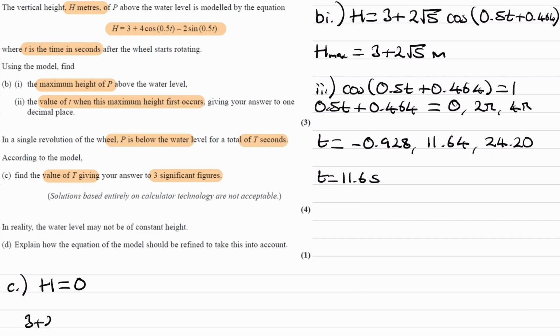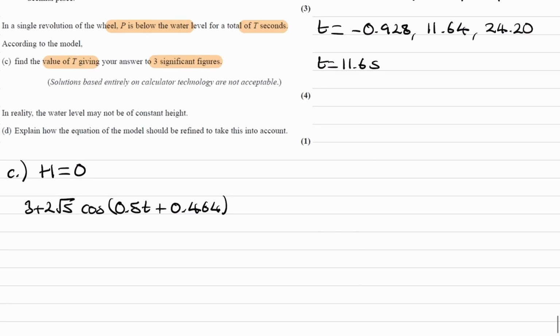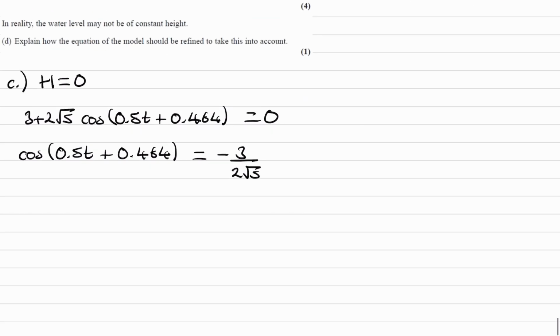h is equal to 3 plus 2 root 5 cos(0.5t plus 0.464). That's the equation that we got in B part 1. We're setting this equal to 0. So cos(0.5t plus 0.464) is equal to, rearranging this, take away 3 from both sides, then divide by the 2 root 5. So minus 3 over 2 root 5. Do inverse cos of that.